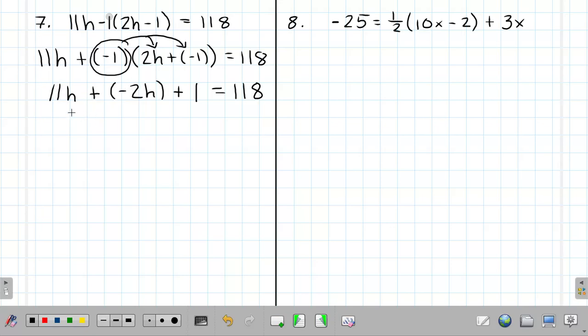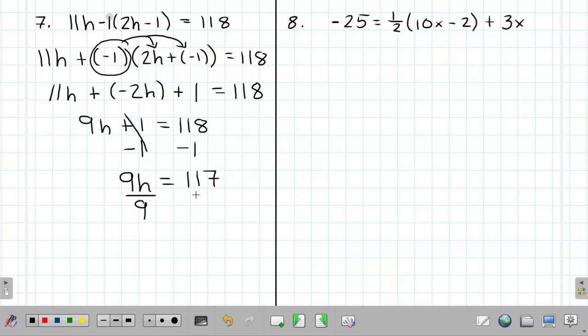11h plus -2h, so 11 plus -2 is 9h, and we still have the +1 is equal to 118. And then two-step equation time. That's all we got to do. -1 minus 1, 9h is equal to 117.